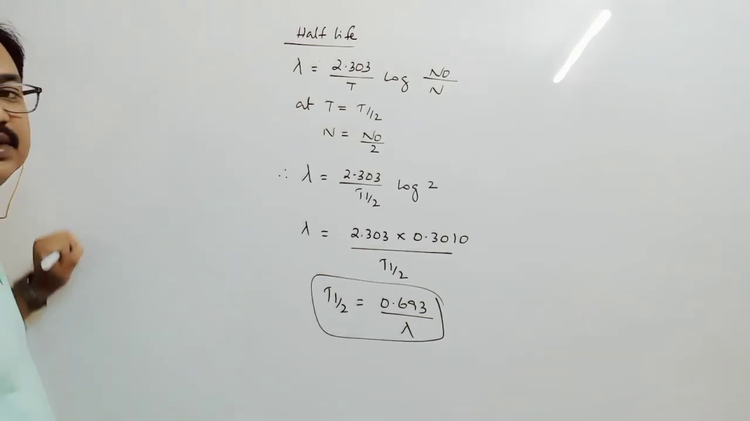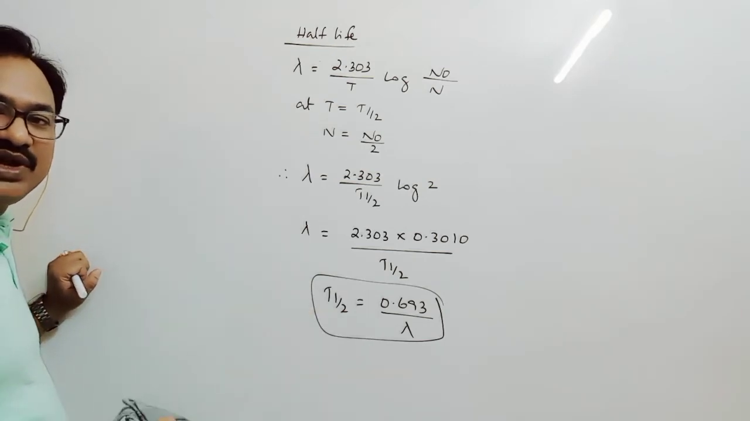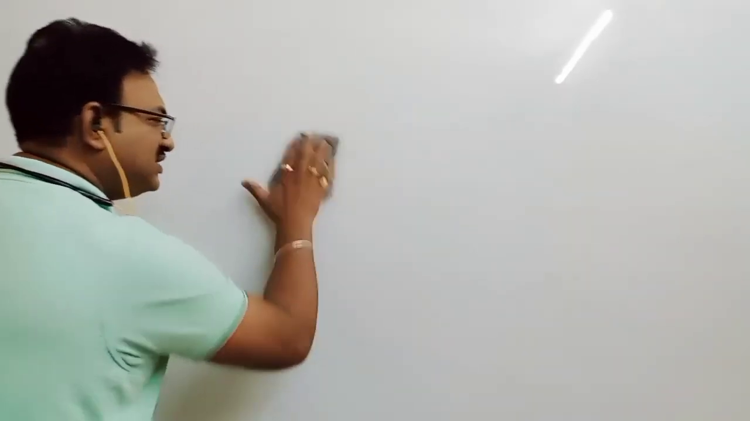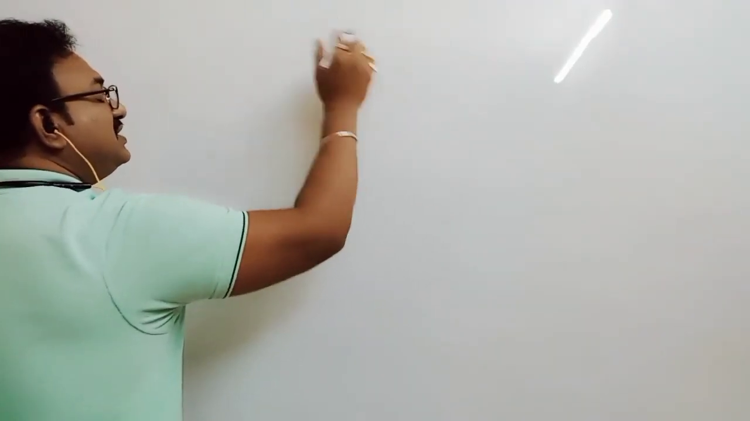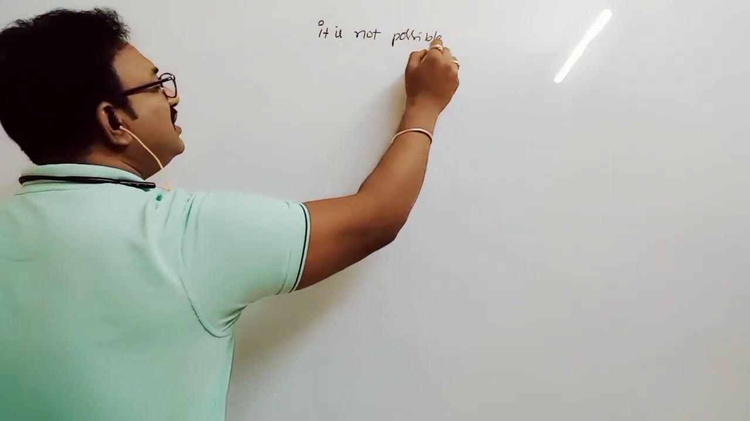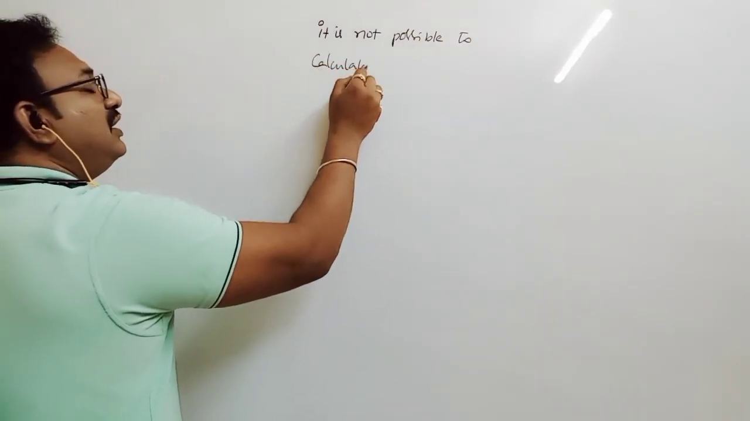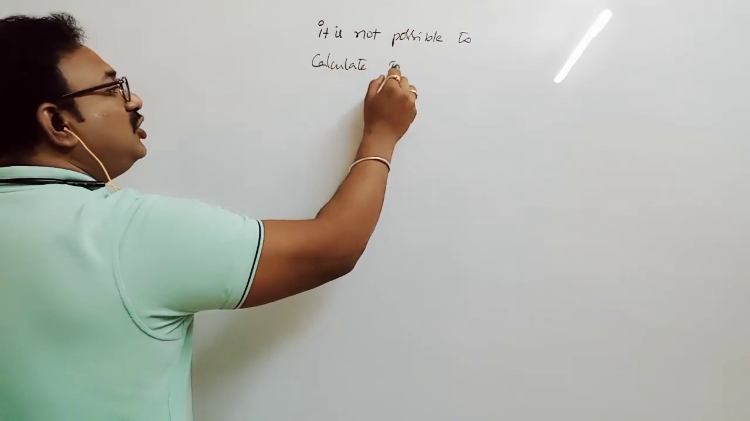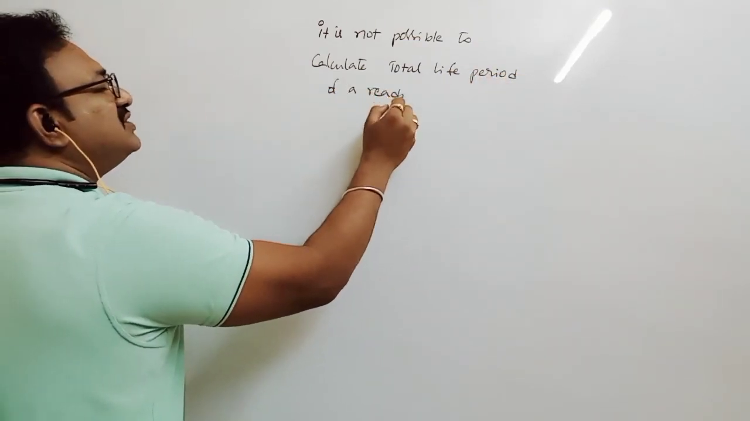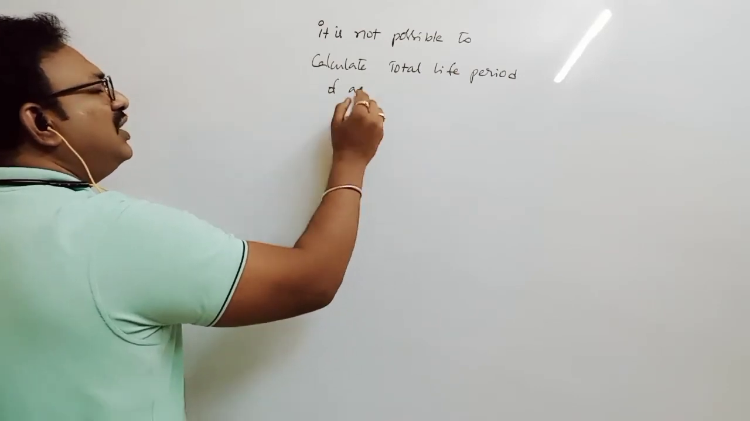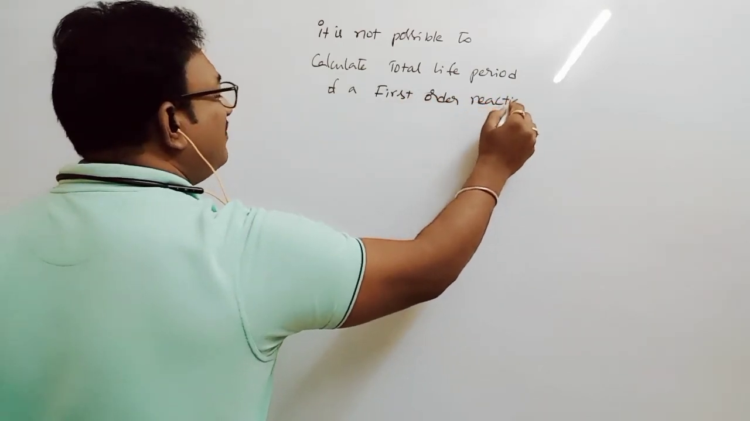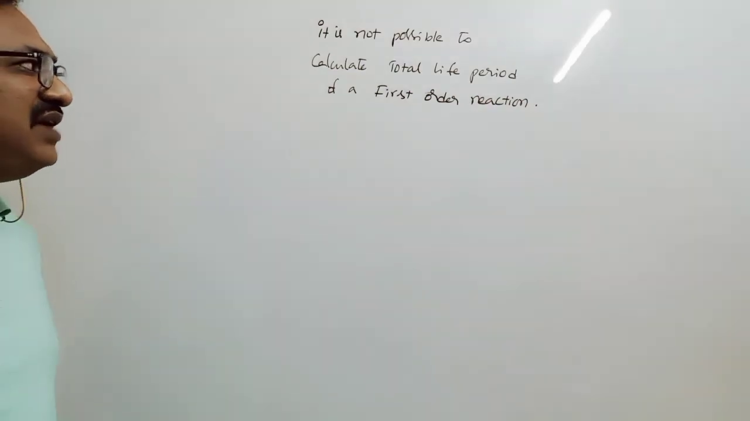Understand? So here also t half is independent of the initial amount of radioactive substance. Half-life is independent of initial concentration. Next, one more important point. All of you please listen and remember. It is not possible to calculate the total life period of a radioactive substance, of a first order reaction. It is a very important point. It is not possible to calculate the total life period of a first order reaction.